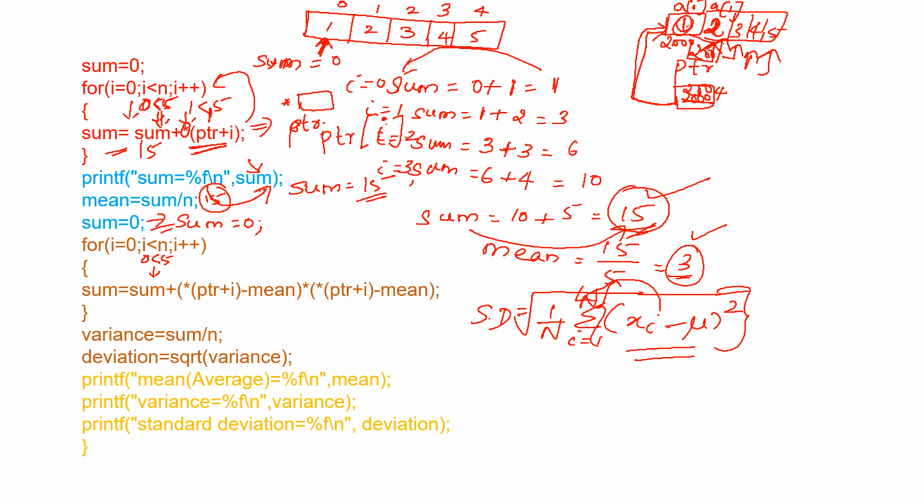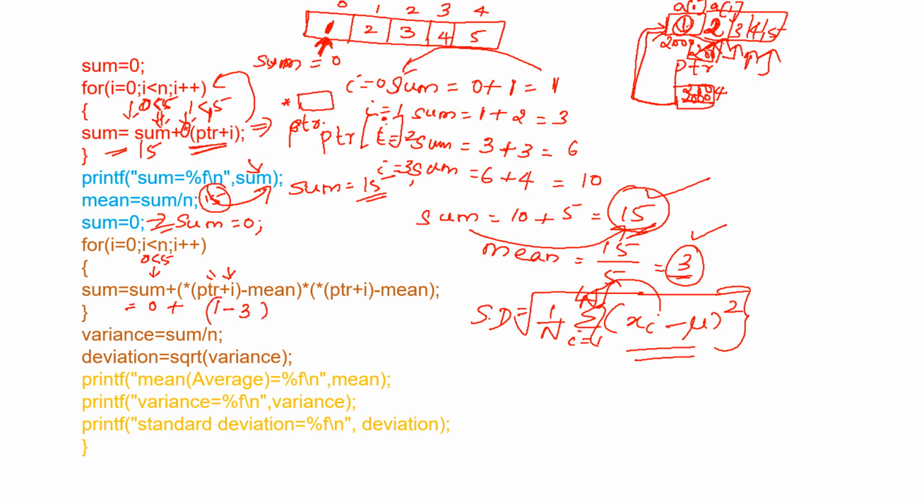Now what is the formula here? Sum is equal to sum plus, so what will be the value? 0 plus *(ptr + i) minus mean. So i is equal to 0. What will be this location now? The pointer will be pointing to the first element. What is the element value in the address? Your value is equal to 1. So it will be 1 minus, what is your mean value? Mean is equal to 3, right?